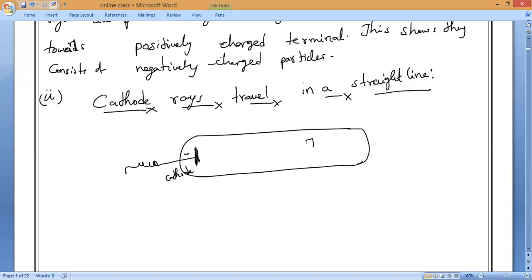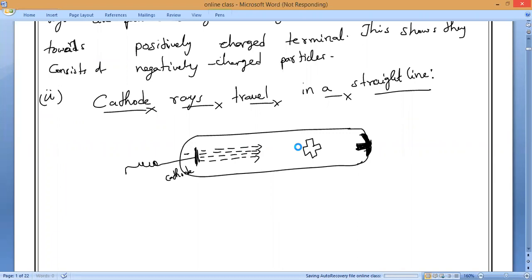Now, if I keep any kind of opaque object in its way, let me take this as my opaque object, I have kept it in its way. Now I have noticed the shadow is forming opposite to the cathode. Who is opposite to the cathode? Anode. So it has been noticed that the shadow of this opaque object forms exactly opposite to the cathode. If the shadow formed elsewhere, we could say the cathode rays are not traveling in a straight line. But here, the shadow forms exactly opposite, which means the cathode rays travel in a straight line.